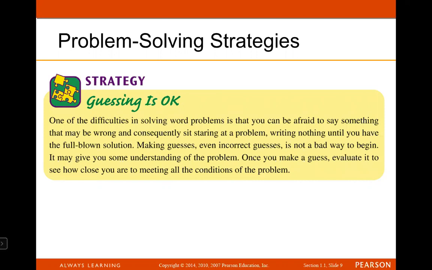Once you make a guess, evaluate it to see how close you are to meeting all the conditions of the problem. So basically guess, but guess and check and guess again, right? Because if you remember, Polya's 4 steps are to understand the problem, make a plan, carry out the plan, and check your answers, right? Check your solution.